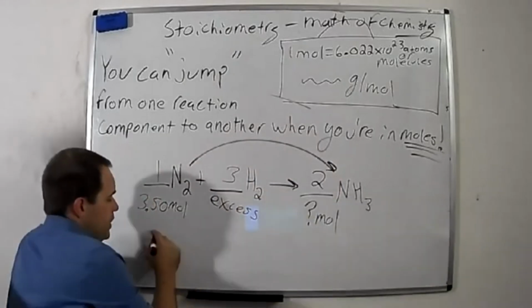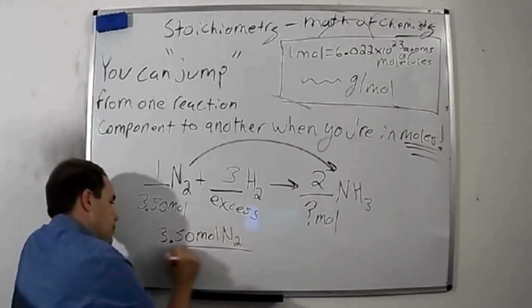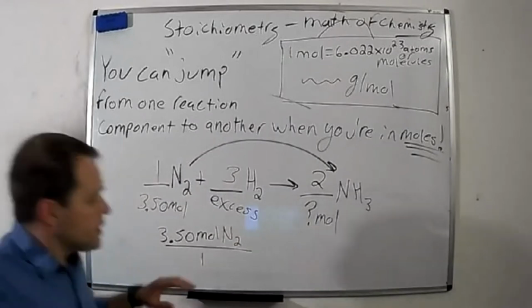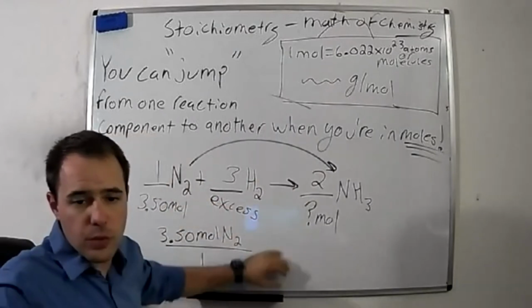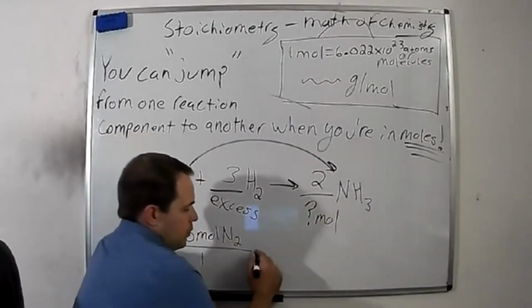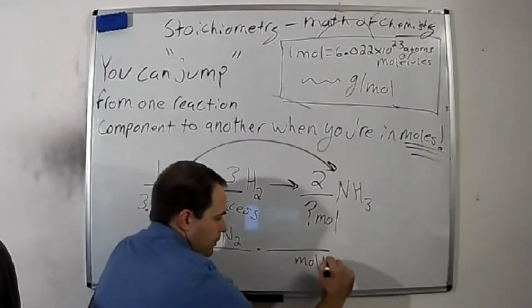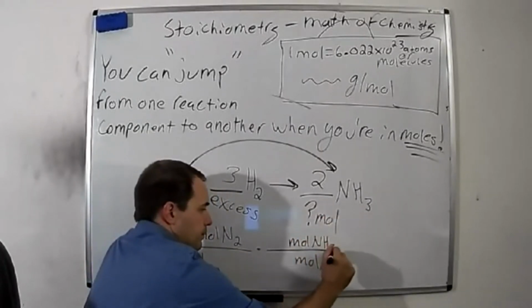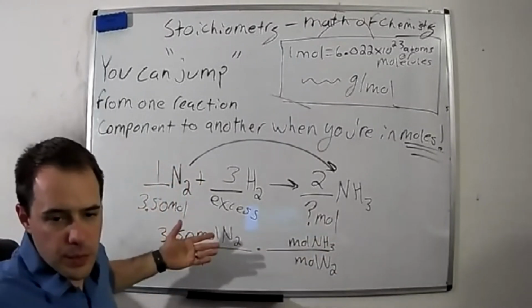I'm going to take 3.50 moles of N2, and pop it over 1. And now, since I'm in moles, I can use the coefficients from the balanced equation to create what's called a mole ratio. So my mole ratio is going to work like this. I need moles of N2 to cancel out, and I want to end up in moles of NH3. And then what goes in front of these is the coefficients from the balanced equation.